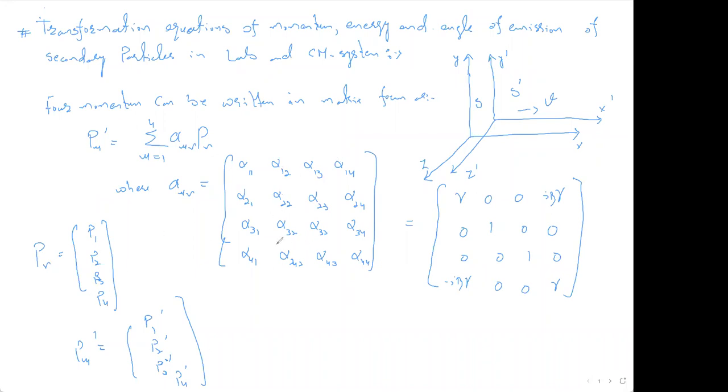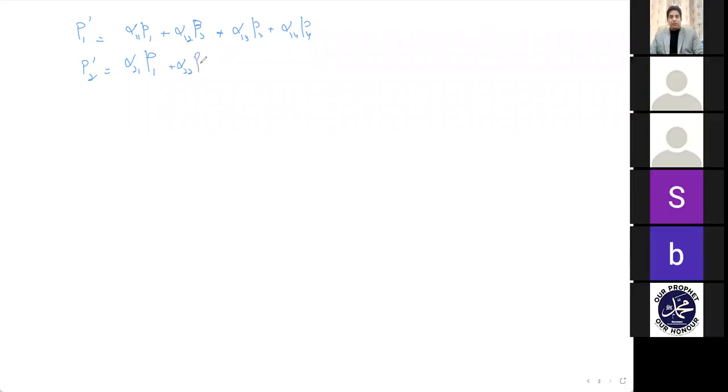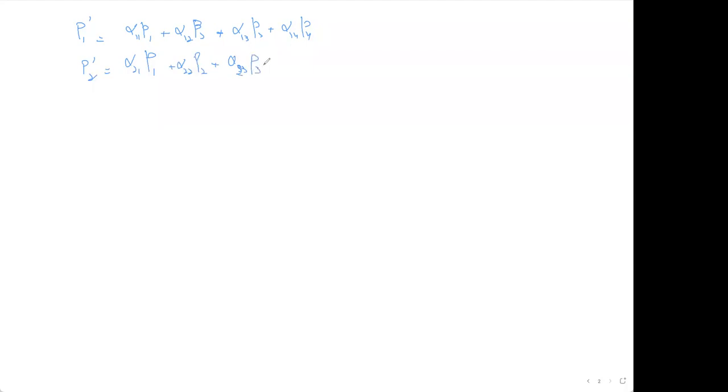Similarly, for P2 dash, I will multiply with it. So what will be the second element? The second element will be alpha 2 1 P1 plus alpha 2 2 P2 plus alpha 2 3 P3 plus alpha 2 4 P4. This is P2 dash.